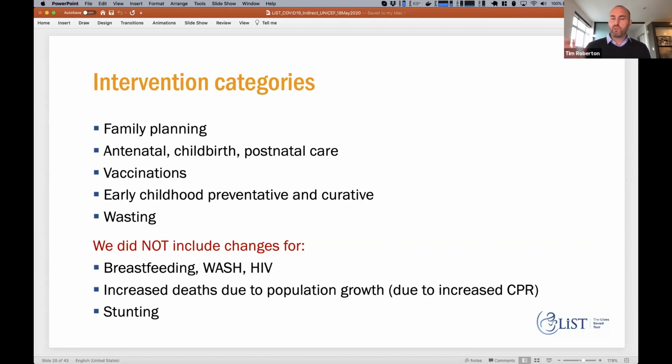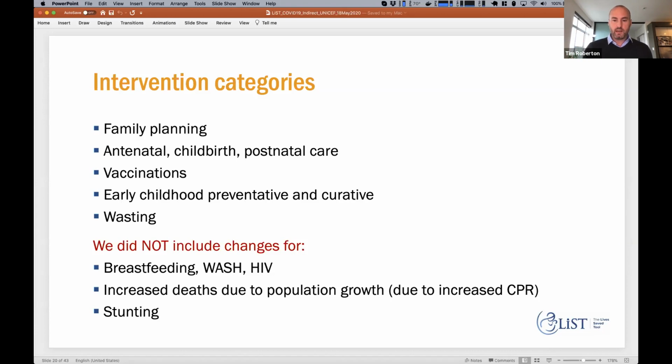For HIV, the reason we didn't include it was just because the pathways for prevention and treatment of HIV are much more complex. And also, only a few countries really have a substantial burden of disease from HIV for kids. So we left that out of the model just for this initial analysis.